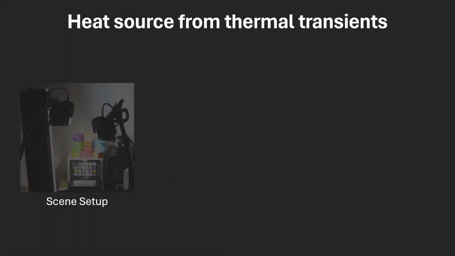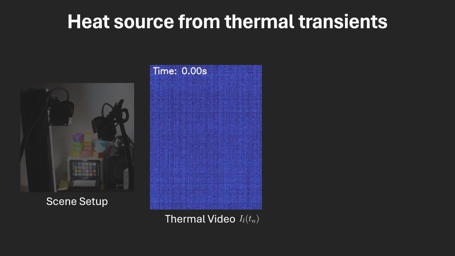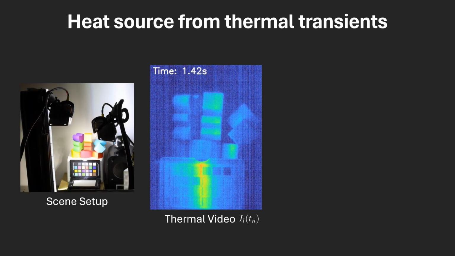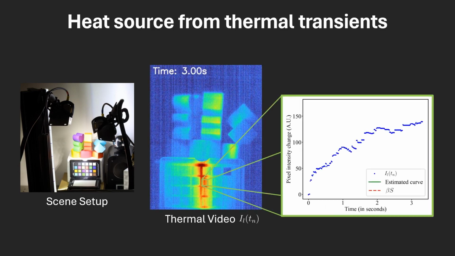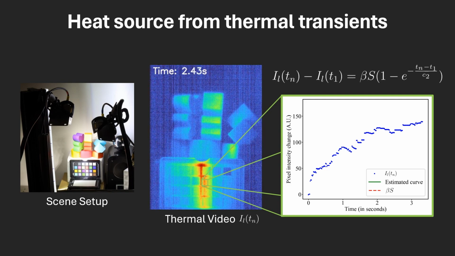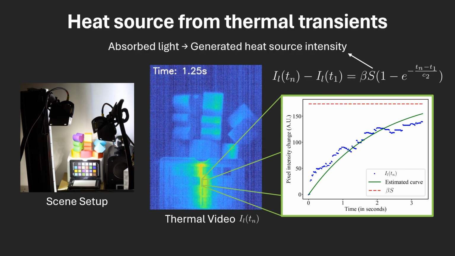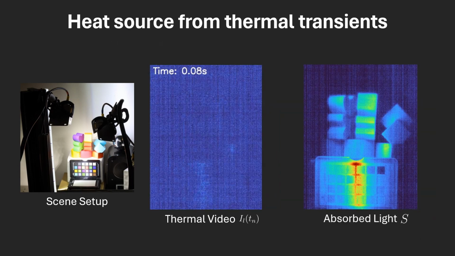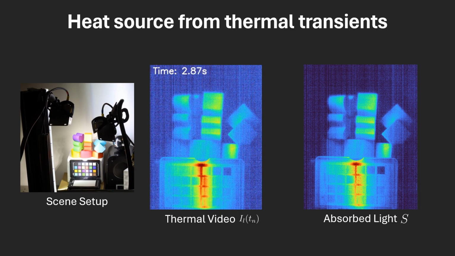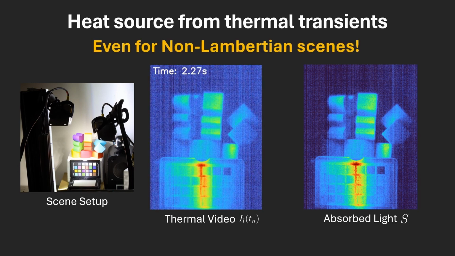Now let's see this theory in action. Consider the following scene. Initially, the scene is at thermal equilibrium. When light is turned on, the absorbed light raises the temperature of the scene, which is observable via a thermal camera. At each pixel, this thermal transient follows a two-parameter exponential curve. Using simple curve fitting, we recover the heat source intensity, which equals the absorbed light intensity up to scale. By processing each pixel independently, we obtain the absorbed light intensity. Since heat transport is independent of wavelength, we can recover absorbed light even for non-Lambertian scenes.